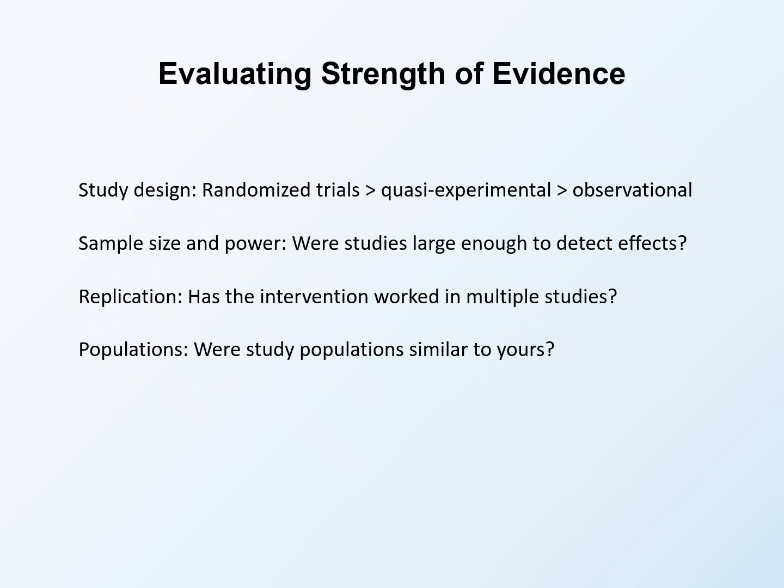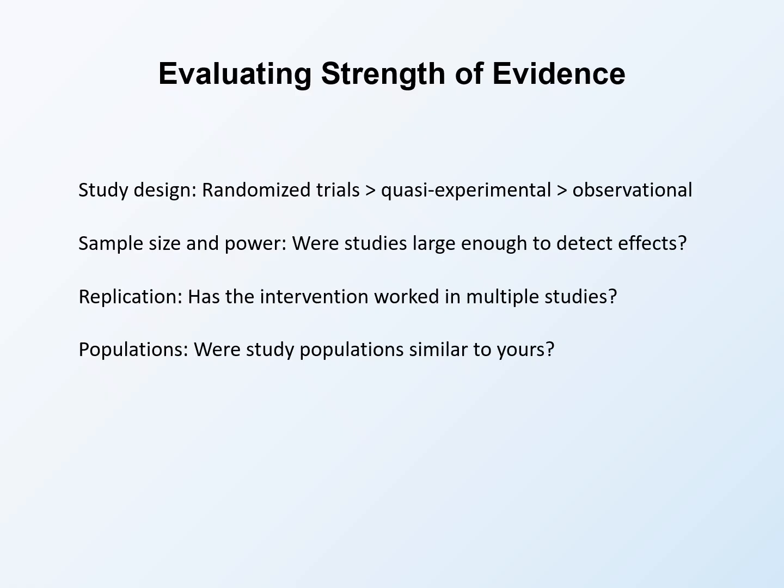Not all evidence is equally strong. Learn to evaluate it critically. Study design matters. Randomized controlled trials provide the strongest evidence because they control for confounding. Quasi-experimental designs are next. Observational studies are weakest for causal claims. Sample size and power matter. Were studies large enough to detect meaningful effects? Small studies with statistically significant results may be unreliable.